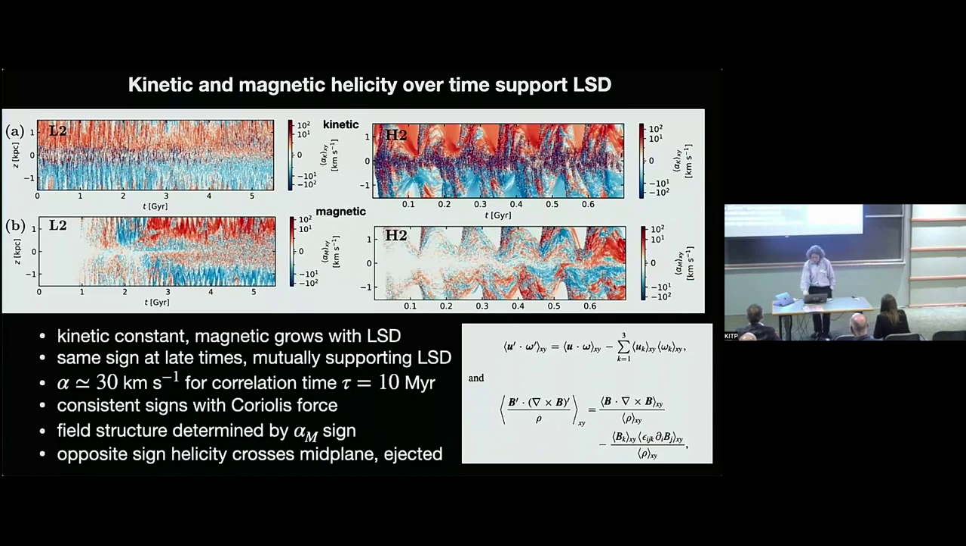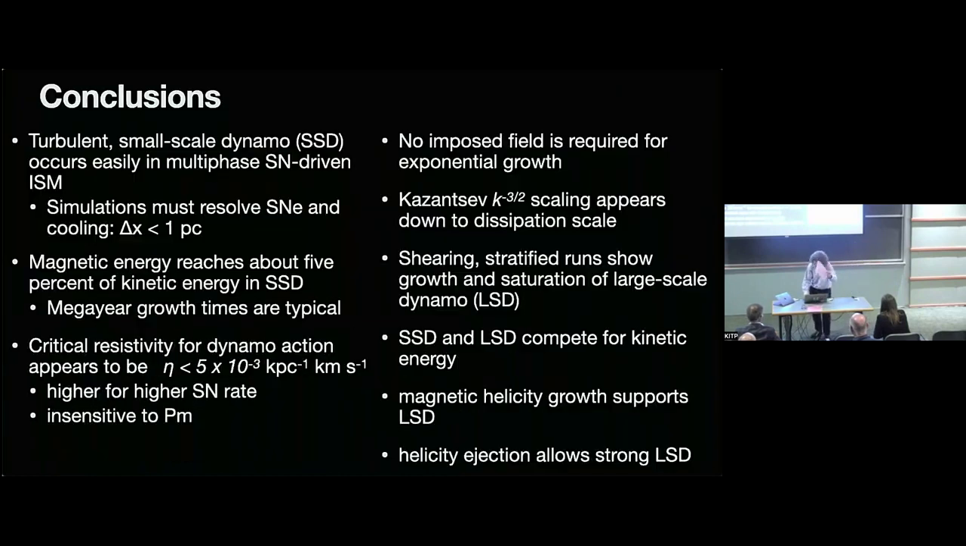And since I now have the deep purple sign, I'd better go to conclusions and say that the turbulent small-scale dynamo is easily driven by supernovae. Entropy is what controls it. Magnetic energy typically saturates at maybe 5% of the kinetic energy in 1 or a few megayears, not gigayears. And we can derive some sort of critical resistivity. It appears to be not so sensitive to magnetic Prandtl number, although we certainly want to explore that over a greater range and hope to pursue runs of that nature if you're sitting on an InSight tack.